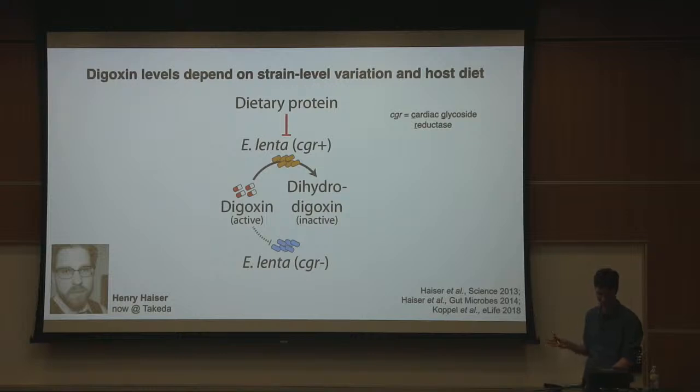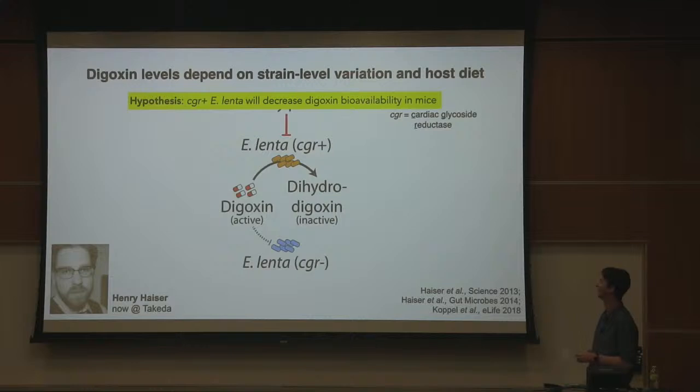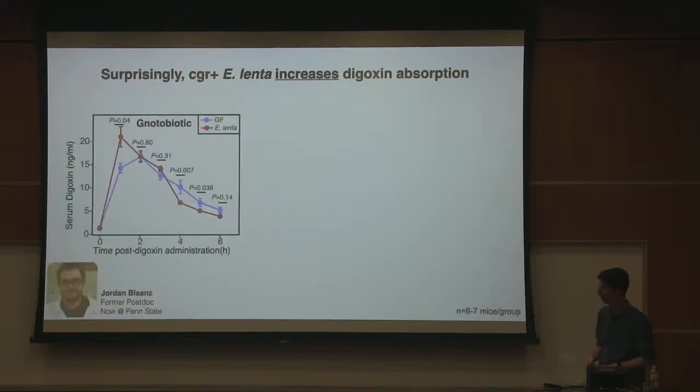All of this is just background to lead you up to the simple hypothesis that we had at the start of this first project: that we should be able to put CGR positive Eggerthella lenta into a germ-free mouse, give it digoxin, and then we should see less digoxin in the blood because it's getting degraded or metabolized by the bacteria. As with a lot of things in science, the results are the opposite of what we thought would happen. This is an experiment done by Jordan Bisanz, a former postdoc in the lab, who's now at Penn State.